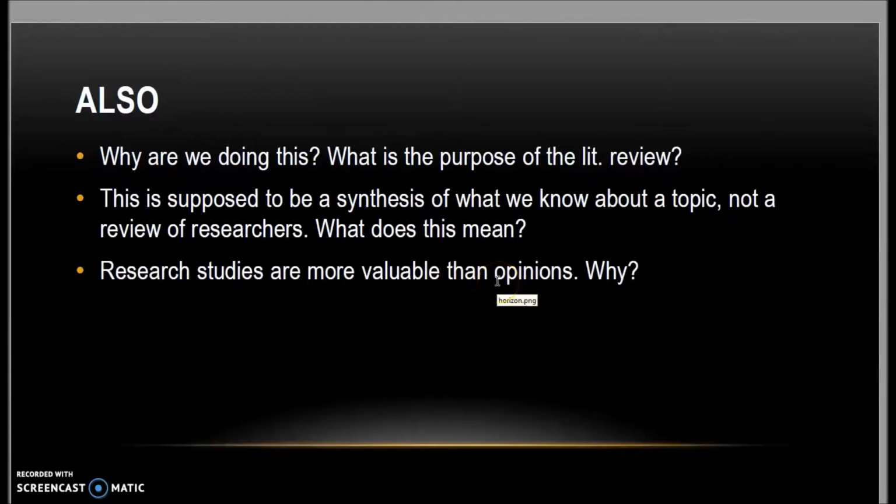This is supposed to be a synthesis of what you know about the topic, not a review of researchers. So if you have a paragraph and you are just talking about what that researcher said, and then another paragraph what that researcher said, that is not a synthesis. That is a review of research or review of what the researchers have said. So this needs to be a paper in which, oh, this was said by so many people, or so many people talked about this, so this is what it thinks it is.